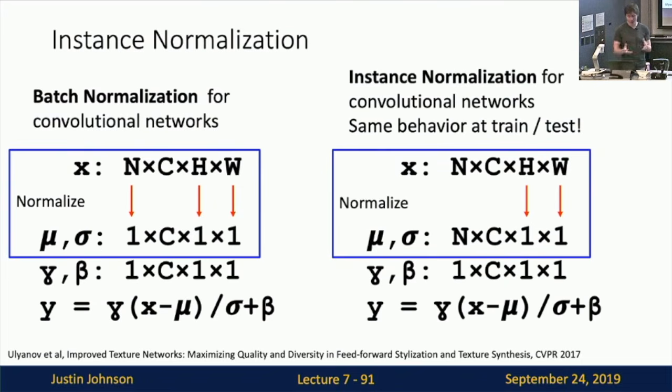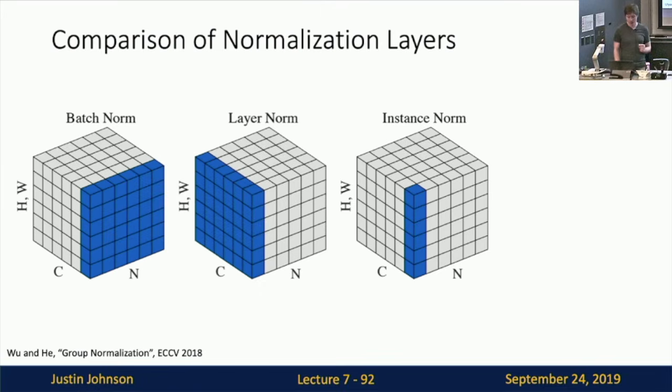Another equivalent-ish thing to layer normalization that you'll see in images is called instance normalization. Here, rather than averaging over the batch and spatial dimensions, we average only over the spatial dimensions. And then again, because our means and standard deviations don't depend on the batch dimension, we can do the same thing at training and test time.